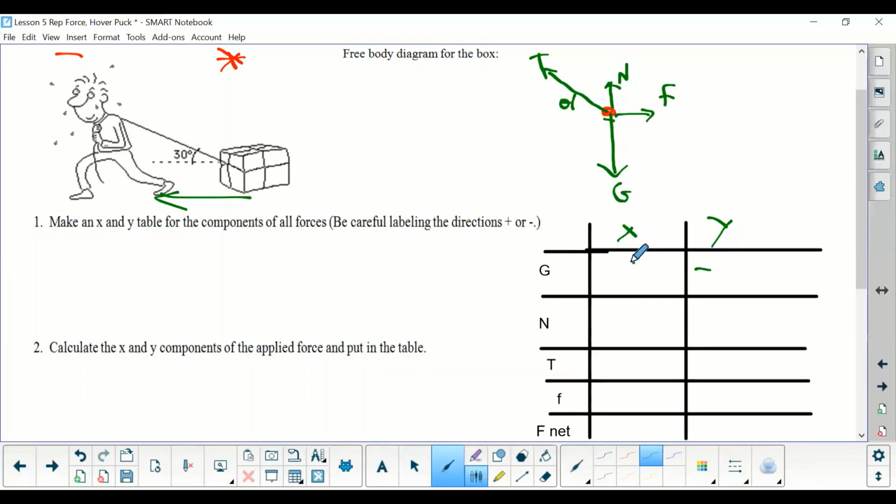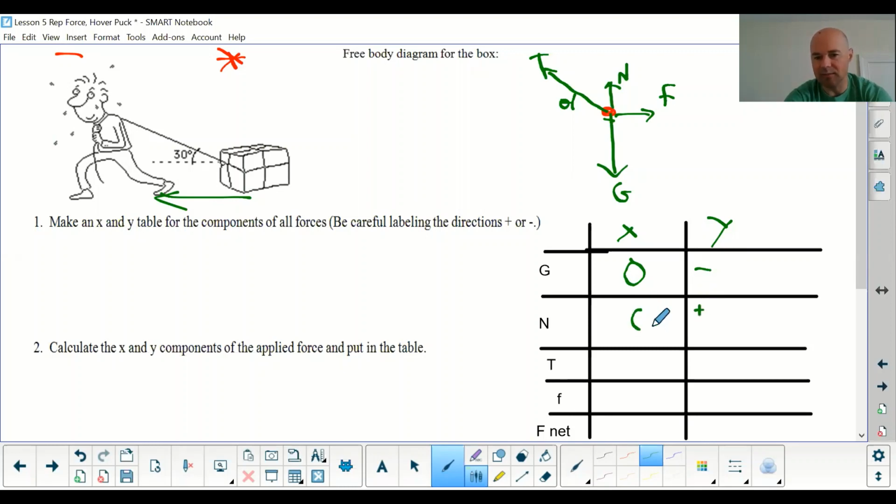And then it's not going left or right. So if it's not going left or right, there's nothing in the x, so that's a 0. So we got 0, we got a negative here for gravity. For the normal force, the normal force is going up, so that's positive in the y. And it's not going left or right, so that's 0 in the x. So I've got those two filled in.